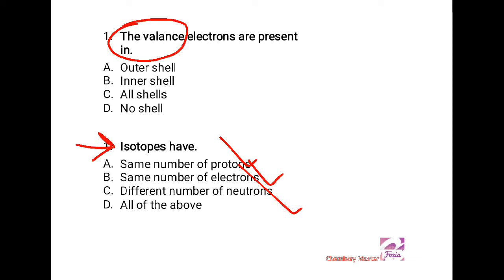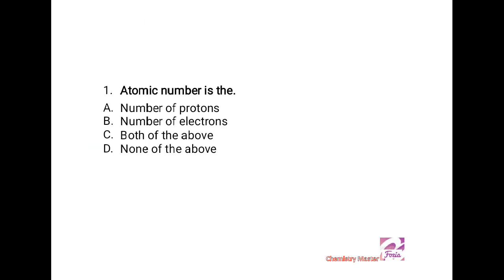Yes, that's very true about isotopes: isotopes are different atoms of the same element which have the same number of protons but different numbers of neutrons. So I must be thinking to support D now. What are you waiting for? The next MCQ is: atomic number is the, very to the point, number of protons present in any atom.